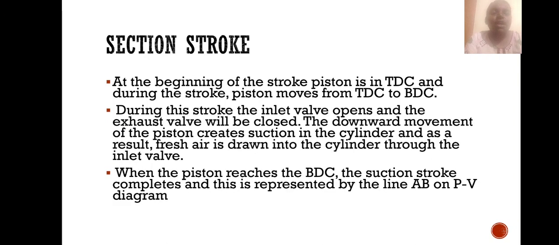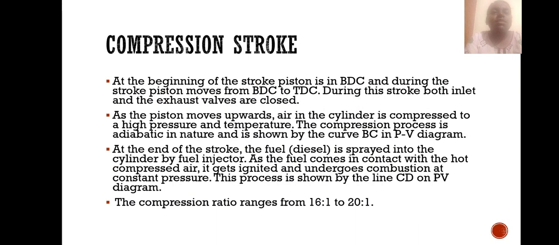The suction stroke. At the beginning of the stroke, the piston is at the TDC, and during this stroke, the piston moves from TDC to BDC. During this stroke, the inlet valve opens and the exhaust valve will be closed. The downward movement of the piston creates a suction in the cylinder, and as a result, fresh air is drawn into the cylinder through the inlet valve. When the piston reaches the BDC, the suction stroke completes, and this is represented by the line AV on the PV diagram. The next one is the compression stroke.